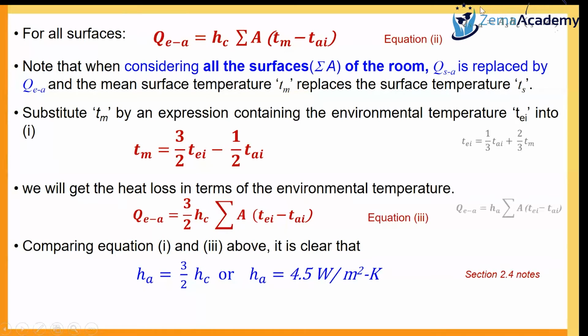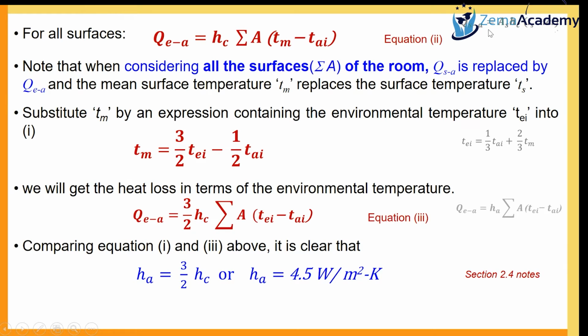So now earlier it was just one surface temperature, and now if you recall the mean radiant temperature definition, this Tm is representing the mean surface temperature of all the surfaces within the room. I hope this point is clear.